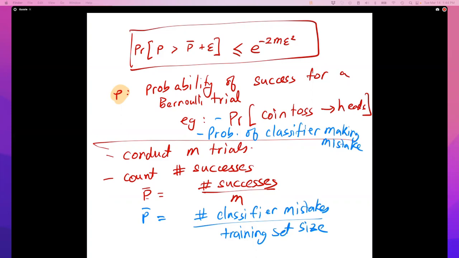In both cases, Hoeffding's inequality directly applies. In this case, P is the probability of the classifier making a mistake. That's the generalization error. P bar is the number of classifier mistakes on the training data divided by the training size. So that's your empirical error on the training set. Does that answer your question?